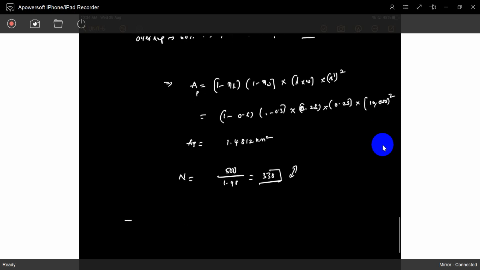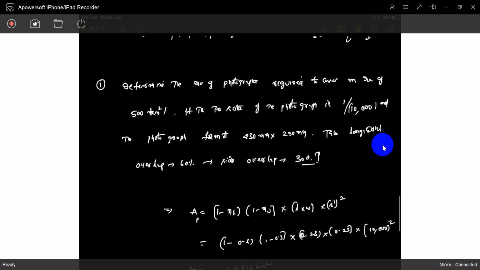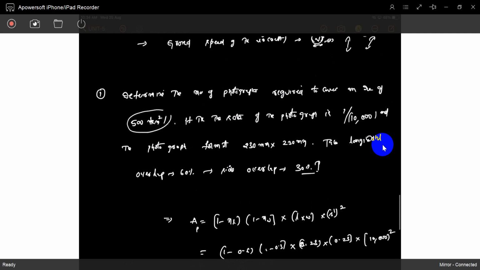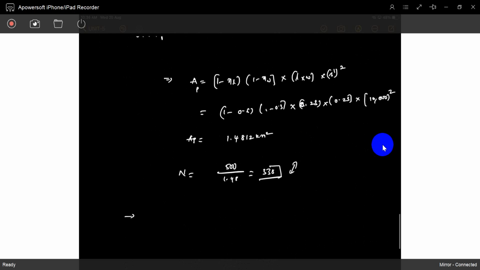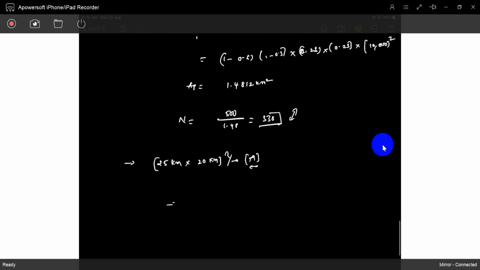So that is the flight planning. If you see the same thing, previously he gave the area. Now if you see the same problem, if you give the length as 25 kilometers and width as 20 kilometers, the total area is again 500 kilometers square. If we give it like this, widthwise and lengthwise, you can calculate the same number of photographs by a different method.